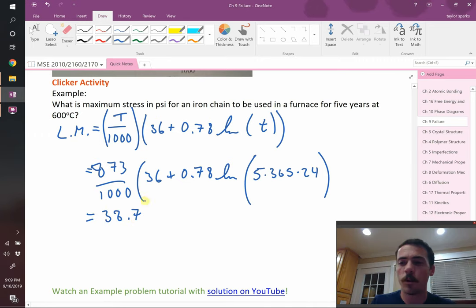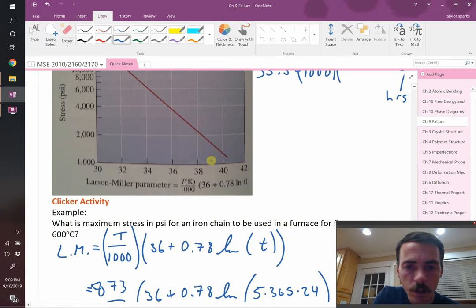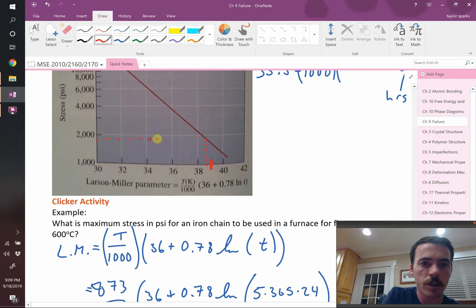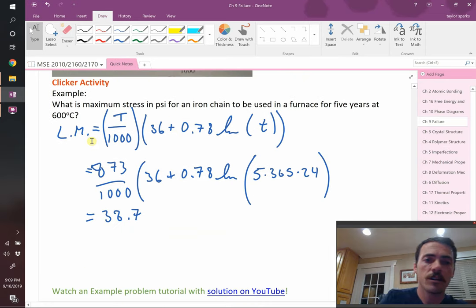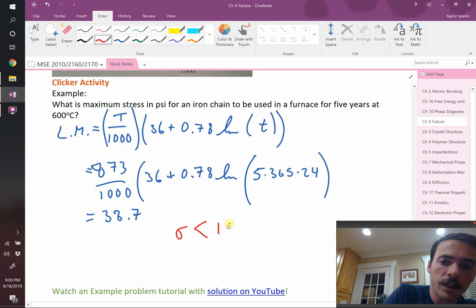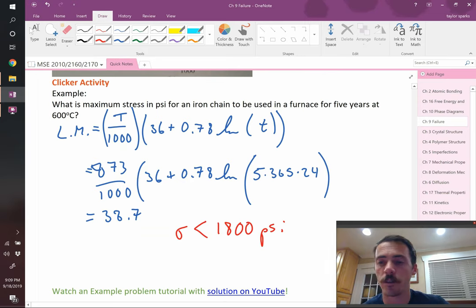So now we pull up this Larson Miller plot, right? 38.7. Well, that would be 39 right there. Let me switch to red. If that's 39 right there, then 38.7 is just a little bit below it. We could try and read it accurately, but I'm getting that it would need to never exceed a stress of something like, call that 1,800 psi. Your stress better be less than 1,800 psi. Otherwise, it's not going to survive according to this Larson Miller parameter.